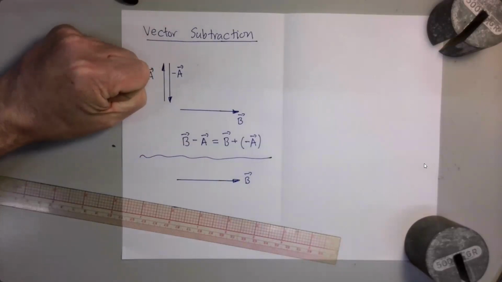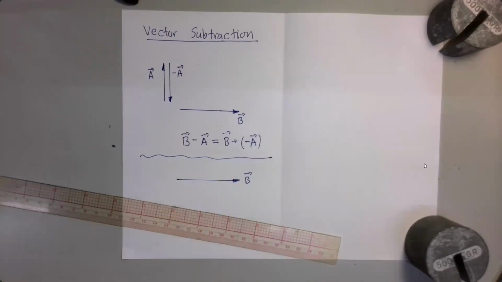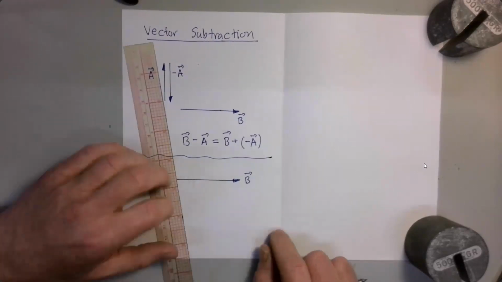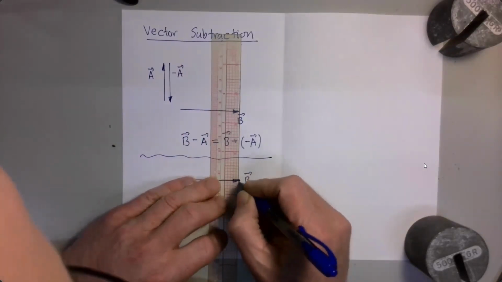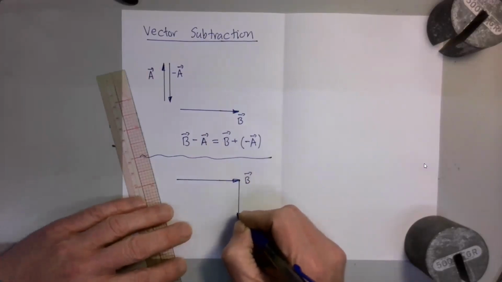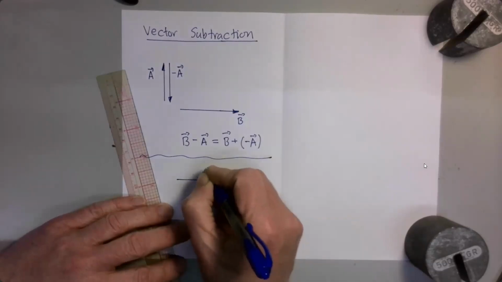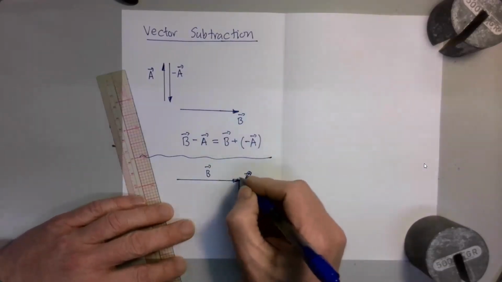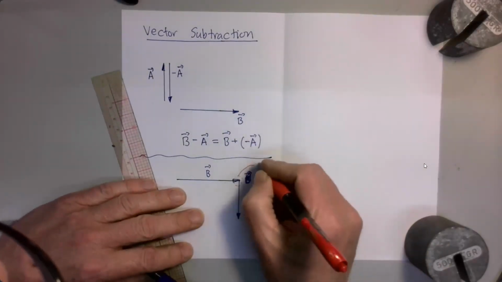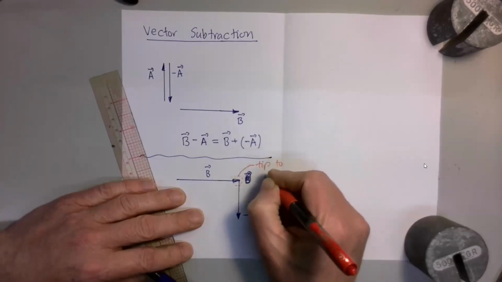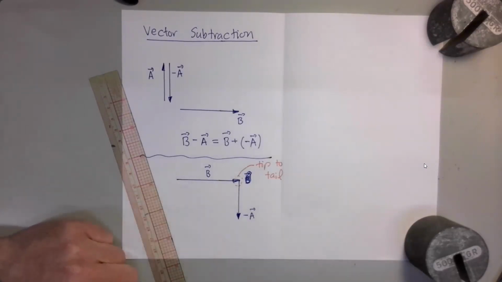So click and drag on vector minus A, and I'm going to place vector minus A so that the tail of vector A touches the tip of vector B. Just like that. I'm going to move my B vector label over to here. Notice the tip to tail connection right here. That tip to tail connection is a sign that two vectors are being added together.